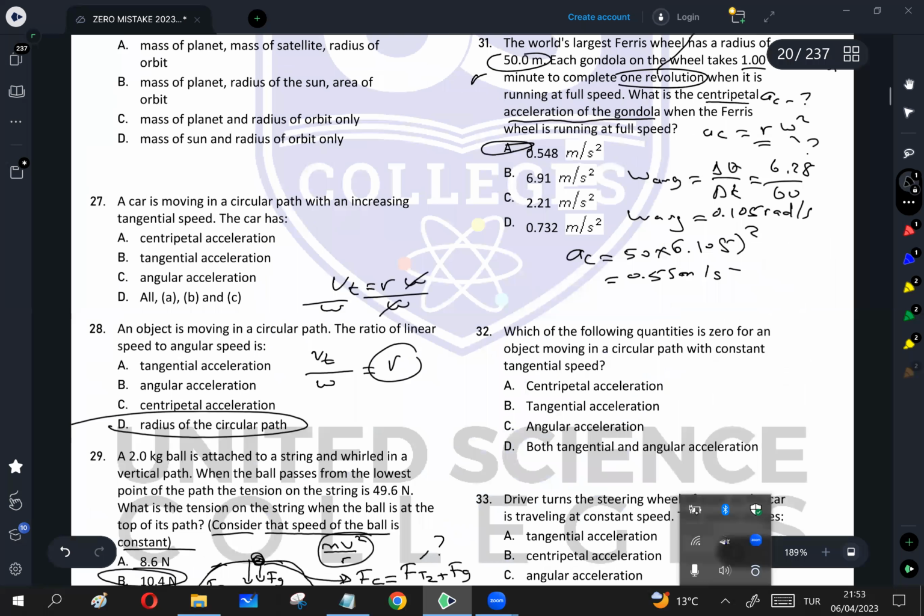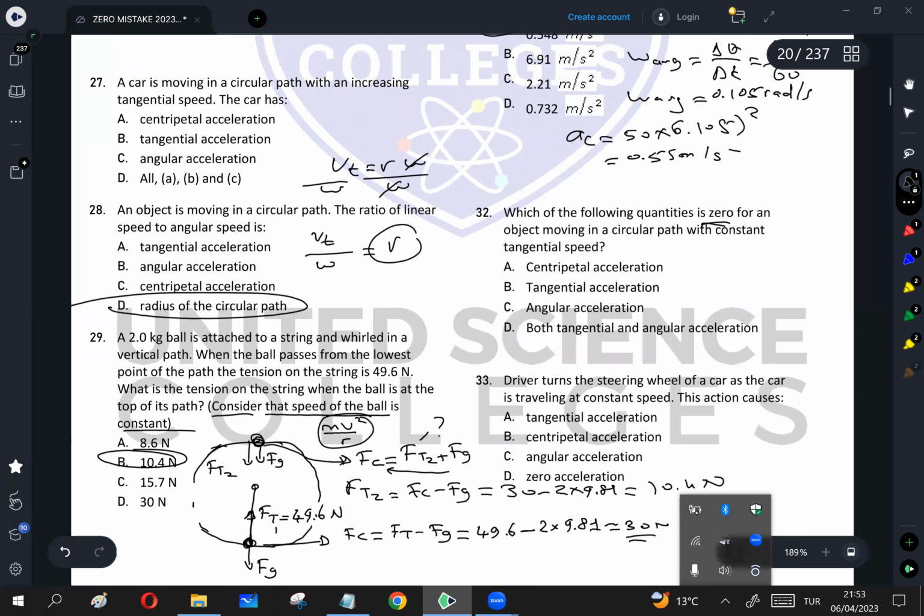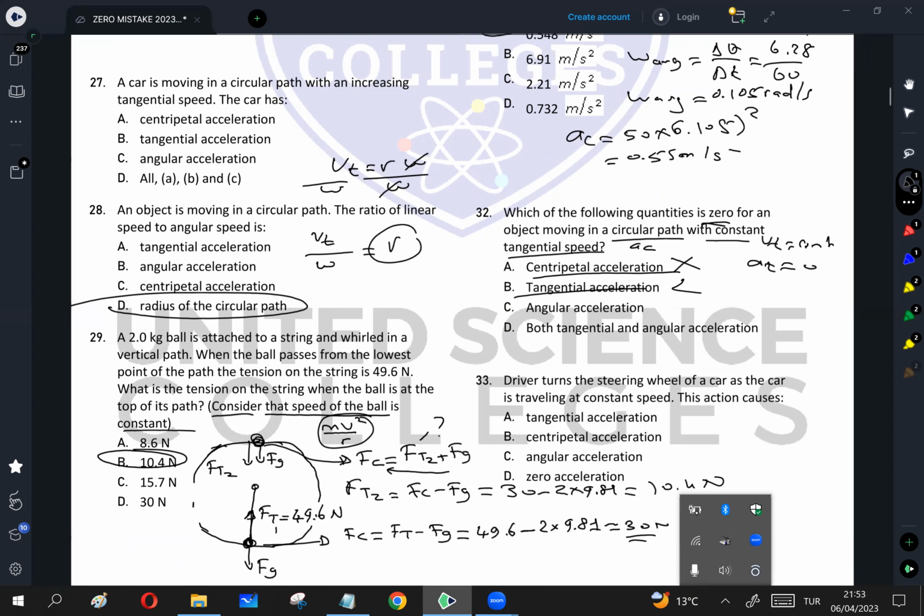After 31, 32: which of the following quantities is zero for an object on a circular path with constant tangential speed? Centripetal acceleration is never zero because on a circular path centripetal acceleration always exists. This is not correct. Because of constant tangential speed, v_t is constant, which means a_t is zero. Tangential acceleration is zero, this is correct. Angular acceleration is also zero because a_t and alpha are directly proportional. If tangential acceleration is zero, angular acceleration is also zero. Both tangential and angular acceleration, this is the correct answer for this question.